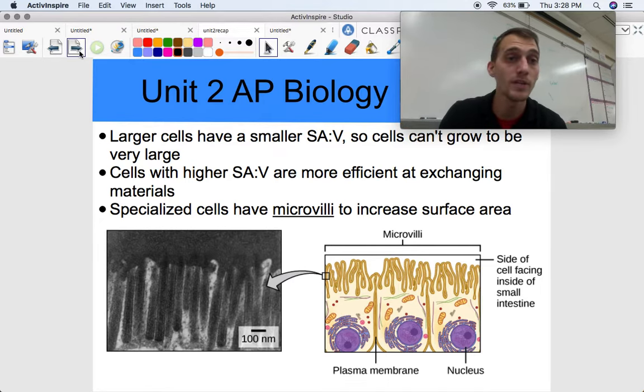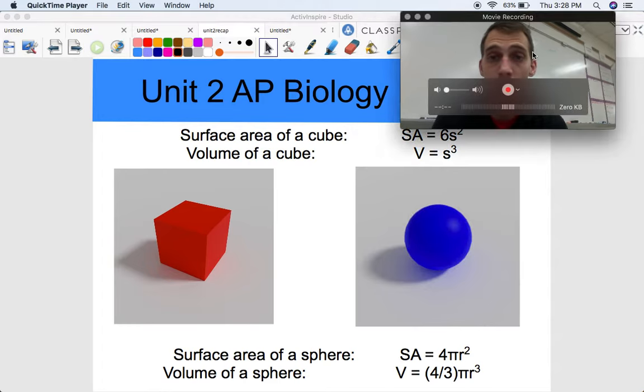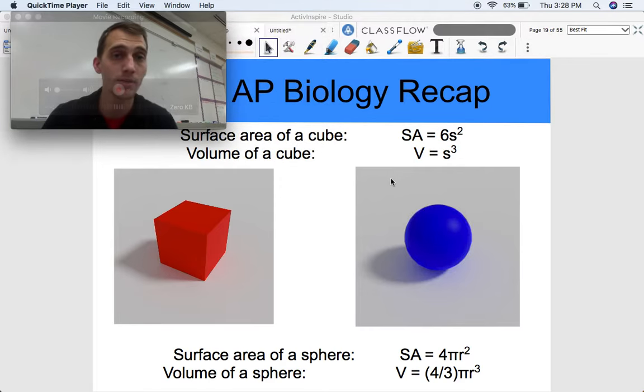Okay, so that's what microvilli are. Now, the AP Biology exam will ask you to know how to calculate surface area and volume ratio of a cube-shaped cell and a sphere-shaped cell. I'm going to give you the formulas. They're right here. They're also going to be on your exam.